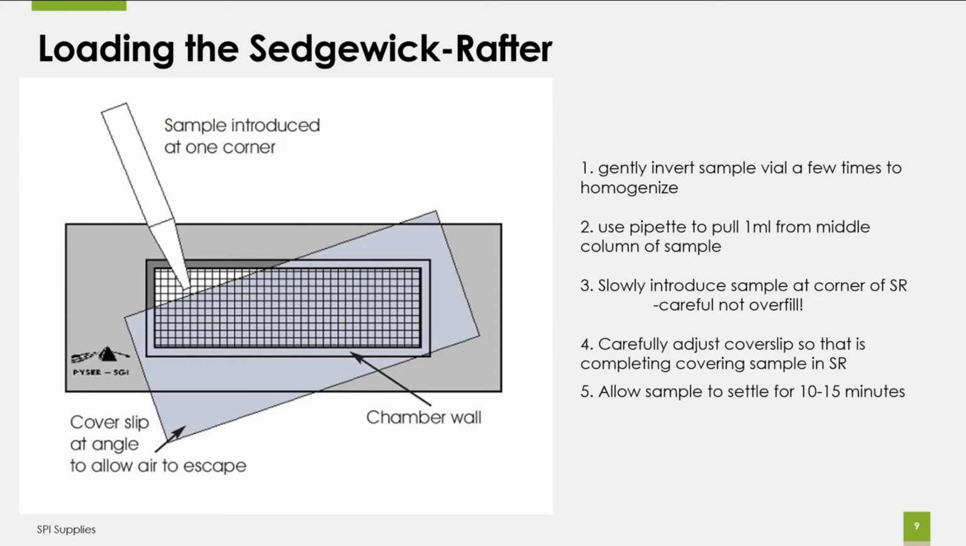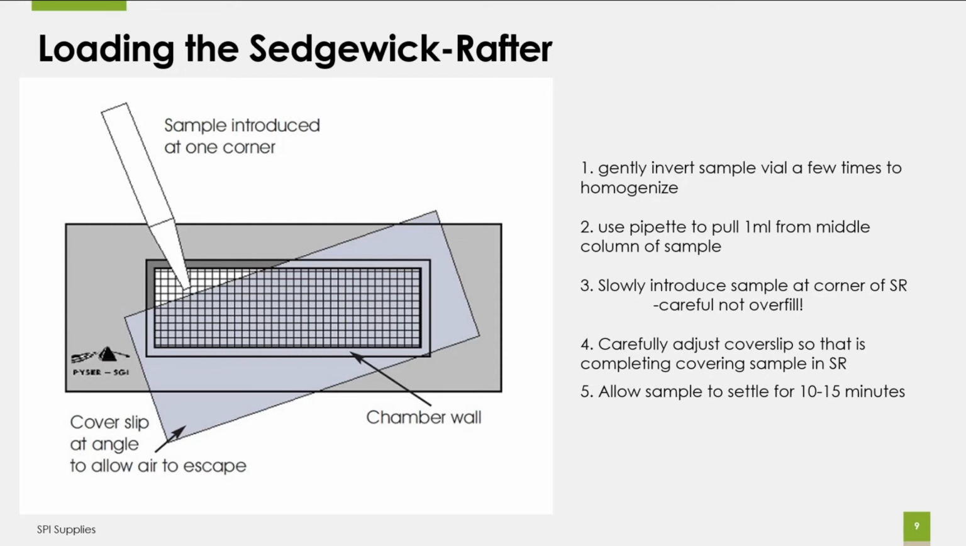You then can use any kind of pipette that you have. I just have plastic disposable transfer pipettes to pull 1 mil from the middle column. So like I said, you want to make sure you're not pulling from the very top of the sample or the very bottom, just right in the middle. You pull 1 mil from there, and then you slowly introduce that into the corner of the Sedgewick Rafter.